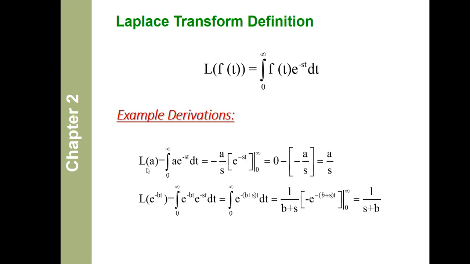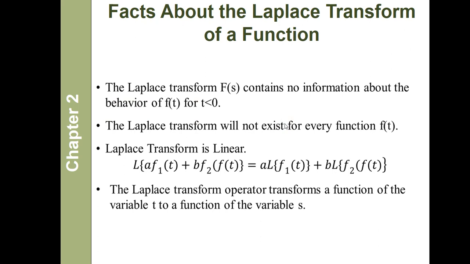So you could see in the bottom part of the slide here that your constant will have a Laplace transform of a over s, and your exponential function will have a Laplace transform of 1 over s plus b. This b is the constant that appears in the argument of your exponential function. Anyhow, these derivations are not new to you because they were already shown to you in advanced engineering mathematics.